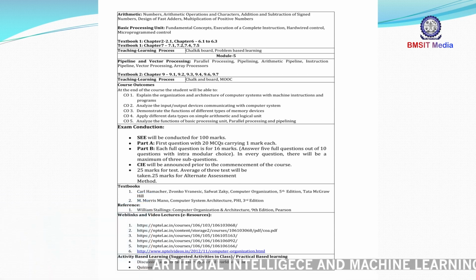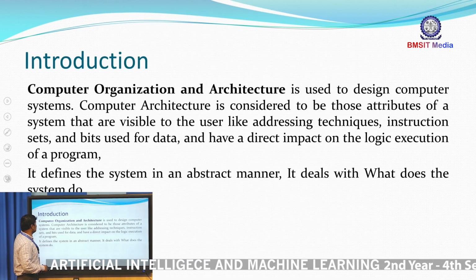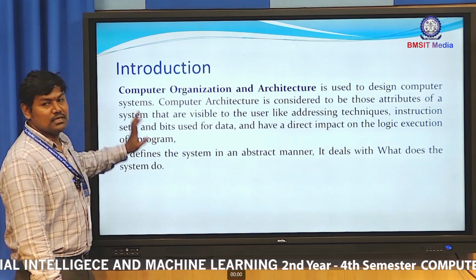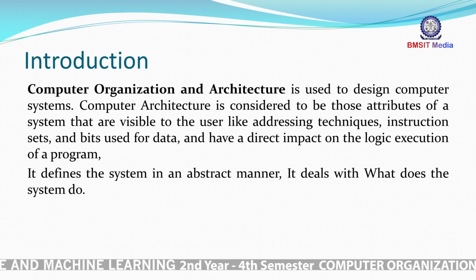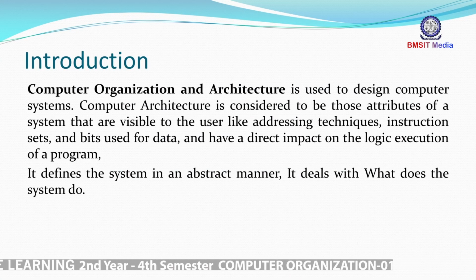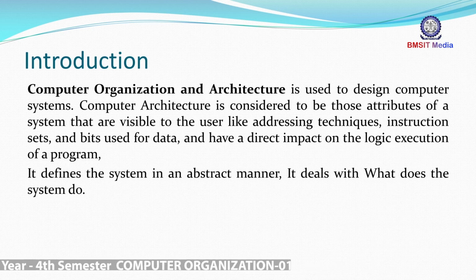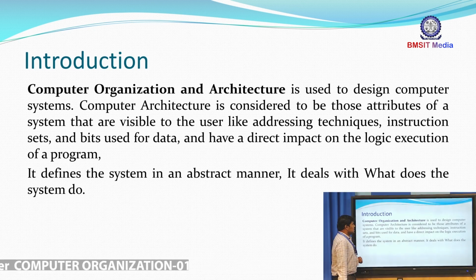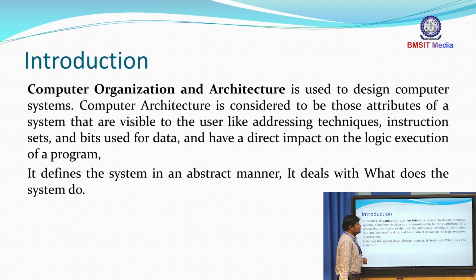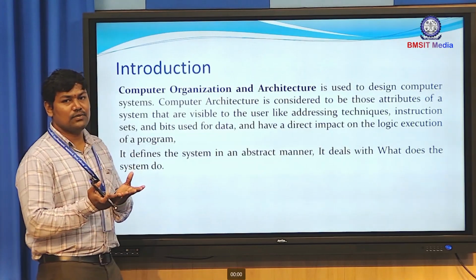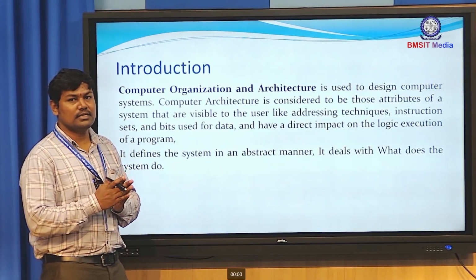Today we are going to discuss the first module. In the first module we are going to discuss basic operational concepts and bus structure. So what is computer organization and architecture? This is the course name used to design the computer system. Computer architecture is considered to be those attributes of a system that are visible to the user, like addressing techniques, instruction sets and bits used for data, and they have a direct impact on the logical execution of a program.